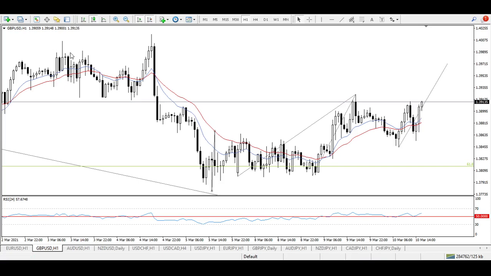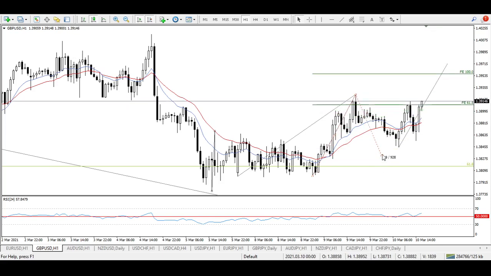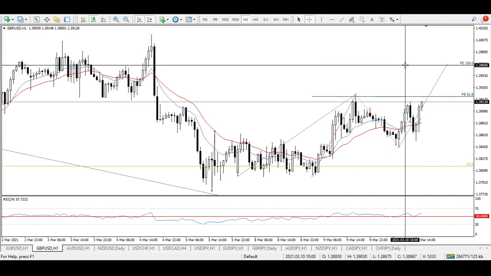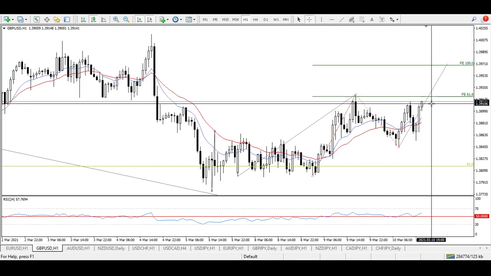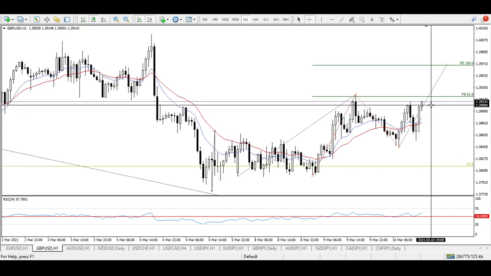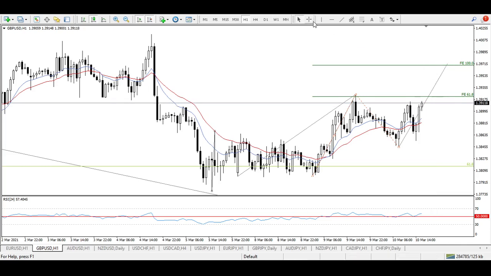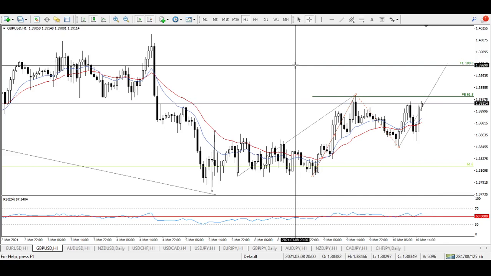So if we consider this recent ABCD and put the expansion tool here, AB equals CD will give us a target of 39.69. So from 39.06 we will get 62 pips, which is not very different from the amount of pips I'm risking. So I'm risking 66 pips, and my reward is 62.7 pips. So I will place my TP at this point, 39.69. So that's a very simple way of finding the TP.